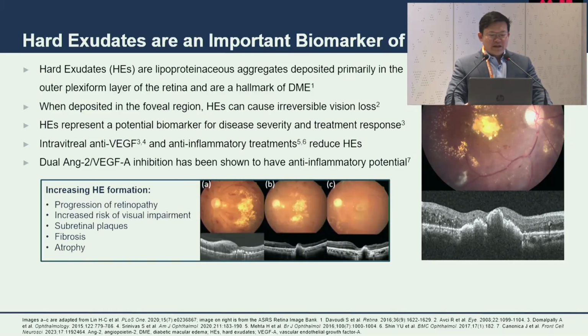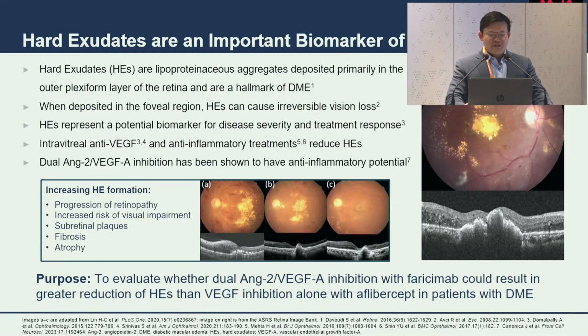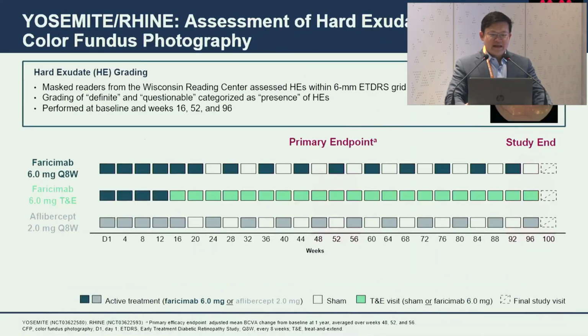So the increase in hard exudate formation is often associated with progression of retinopathy, increasing risk of visual impairment, fibrosis, and atrophy. So what we wanted to do here is just to look at whether dual inhibition of faricimab did result in greater reduction in hard exudates than the standard of care arm of VEGF inhibition alone with aflibercept in this particular randomized clinical trial. Again, it's a post hoc analysis, and we assess hard exudates in a few ways.